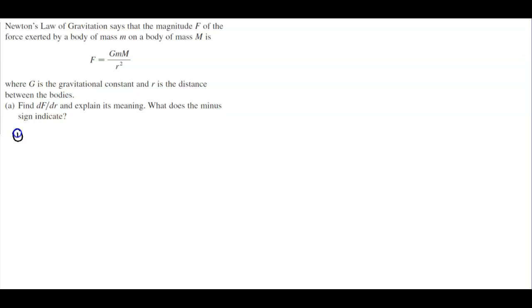Okay, so first let's write out the function. We have F equals G lowercase m capital M over r squared, where F is going to represent the force and r is the distance between bodies. Okay, so what we want to do is find the derivative of this function. Before we do that, we can rewrite this as F equals G lowercase m capital M, and this is r to the negative 2.